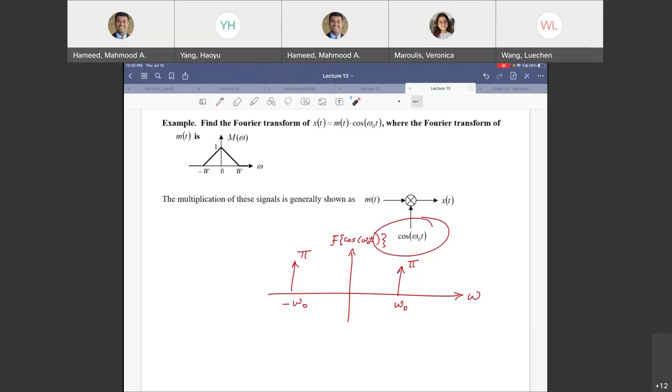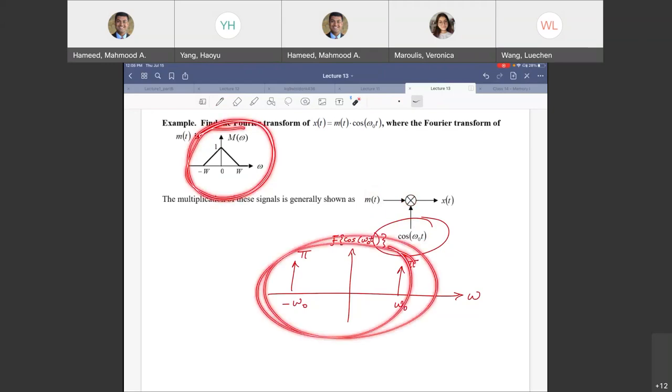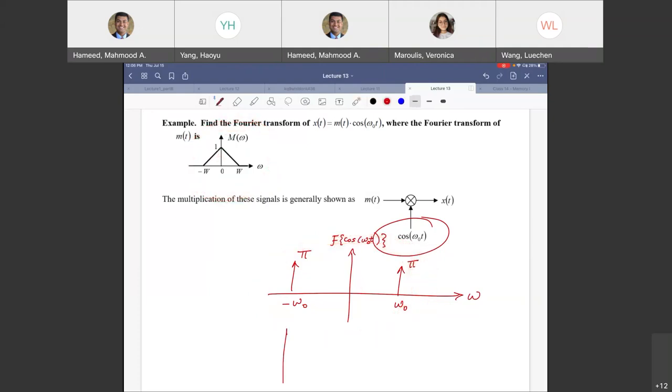When you're trying to multiply m of t, a message signal, with a cosine, you're multiplying in the time domain. This is a multiplier, right? What are you doing in frequency? You're convolving them in the frequency. What are you convolving with what? The Fourier transform of the message with the Fourier transform of the cosine. So when you convolve this guy with this guy, what do you get? You get something like this guy.